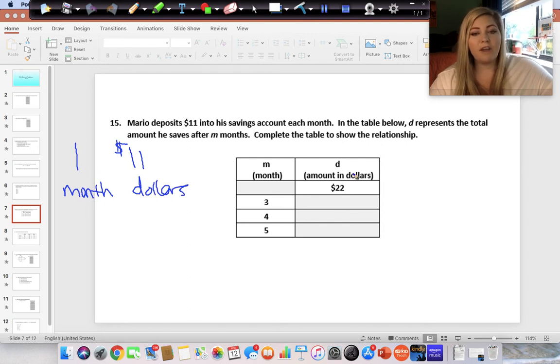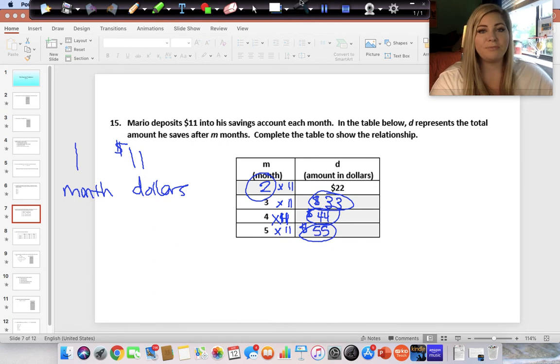So therefore, if we've got $22, 11 goes into 22 2 times. So we're going to put a 2 here. So for 3 months, 3 times 11, because that's what our little rule here is, 3 times 11 gives us $33. 4 times 11 gives us $44. And 5 times 11 gives us $55. So what you should have put in is a 2, 33, 44, and 55 as your answers.